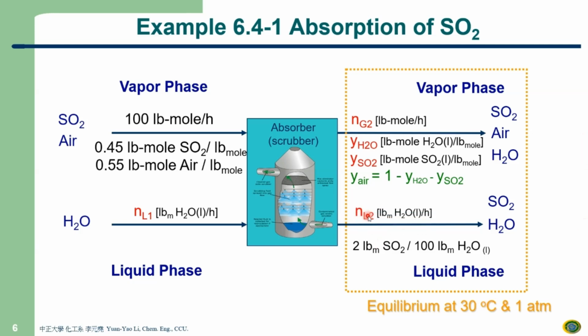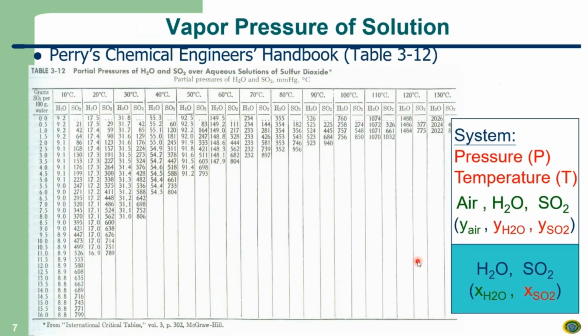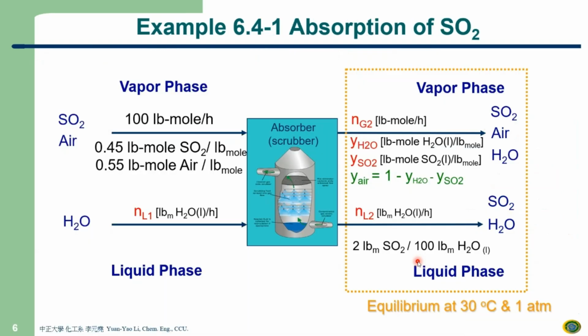This other one is NL2, which is how many moles come out in the liquid phase. This is the molar fraction, and this is the ratio of SO2 and H2O. But according to this, you'll be able to find out this. Why? Let me show you. In this case, you have 1, 2, 3, 4, 5, so you have 5 unknowns in this system.